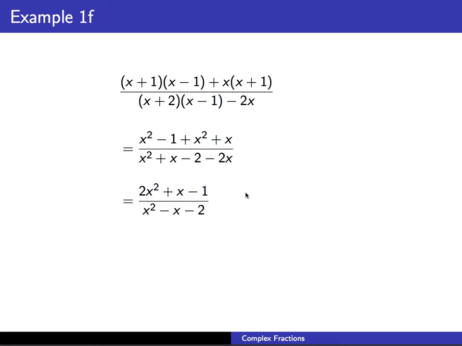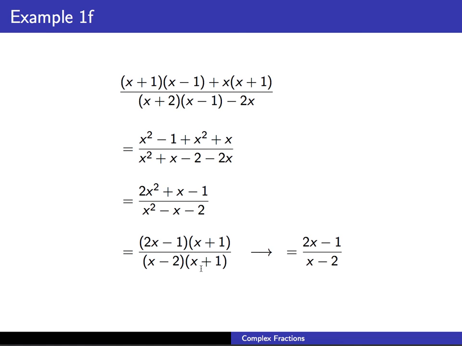Then combining our like terms, we get 2x squared plus x minus 1 all over x squared minus x minus 2. Well, we can factor the numerator and factor the denominator, and when we do that, we get 2x minus 1 times x plus 1 in the numerator, and in the denominator, we get x minus 2 times x plus 1. Well, our x plus 1's are going to cancel out, and it's going to leave us 2x minus 1 over x minus 2 as our final answer.